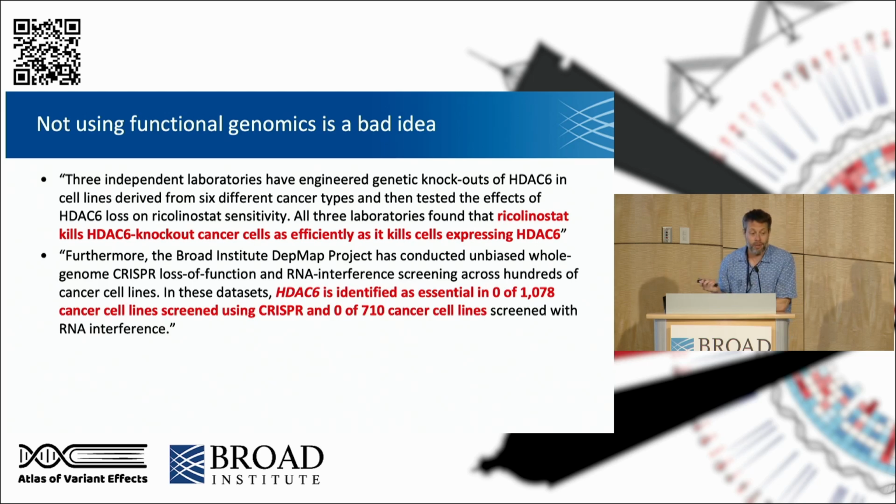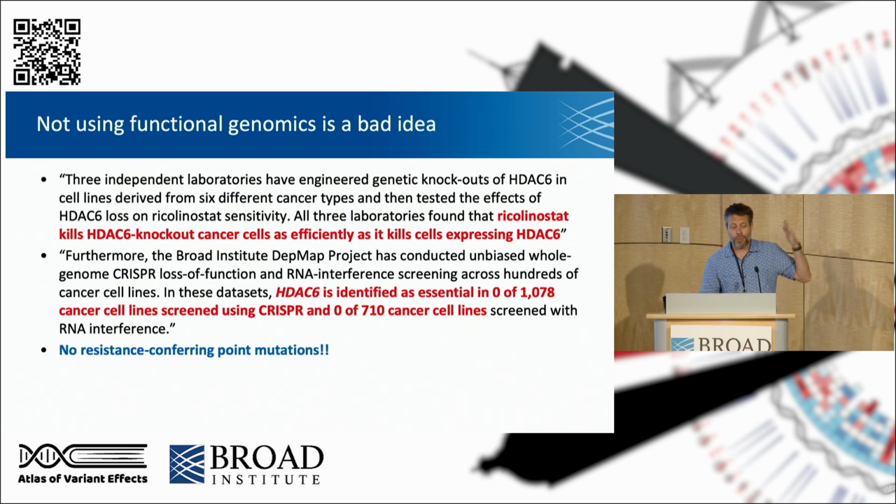If you look at the Broad DepMap project, there are 0 out of 1,000 cell lines screened with CRISPR and 0 out of 710 screened with RNAi that seem to care about the presence of HDAC6. And to this, I would add, at no point did anyone find a resistance-conferring point mutation. So I would argue, as we're thinking about moving small molecules forward and proving what the target of a thing is, that is not a trivial experiment to do. But if you can find a point mutation that gives you resistance to your small molecule, that's very good evidence that it is the target that you think it is.